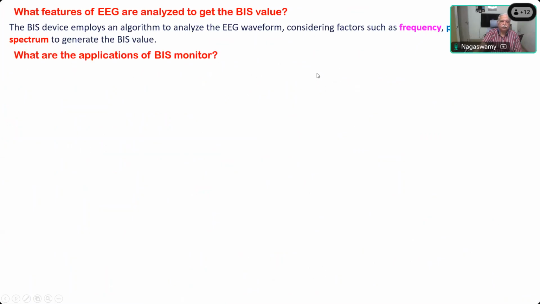What are the applications of BIS monitor? To measure the depth of anesthesia. Depth of anesthesia. All of you know that. Very good. Anything else? One important application is its role in preventing intraoperative awareness, otherwise depth of anesthesia.